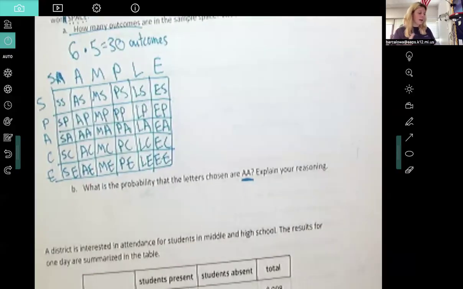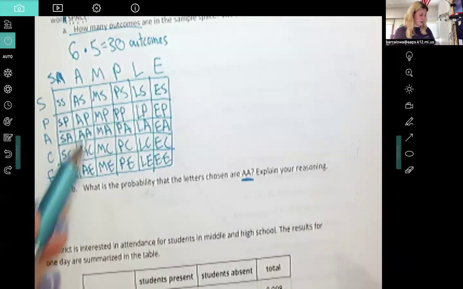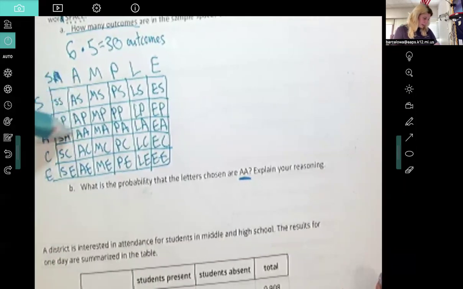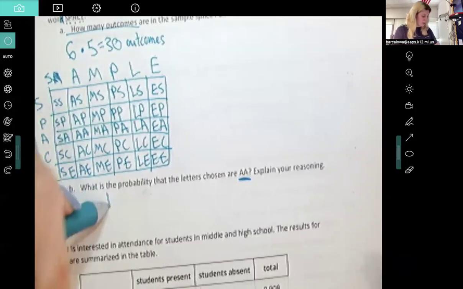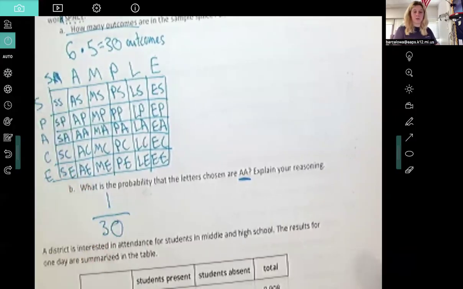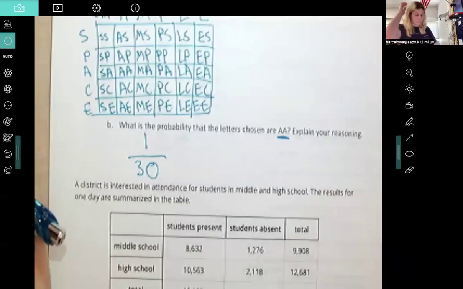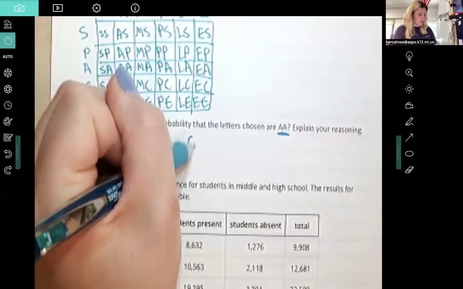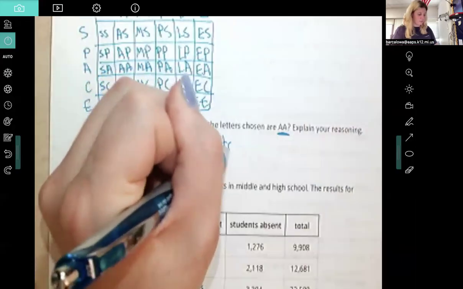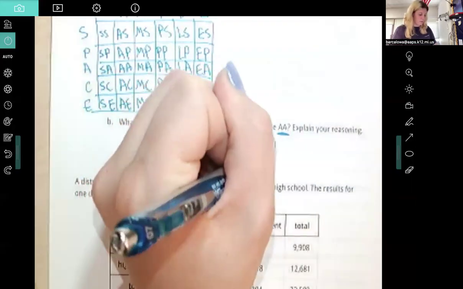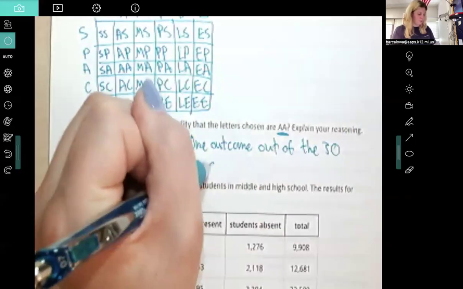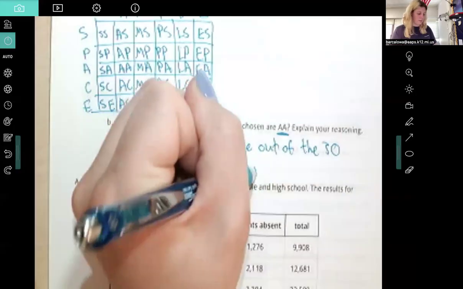All right, what is the probability the letters chosen are A, A? Okay, there's only one outcome possible there. You can see from our chart, if I choose A and A, there's only one possible outcome out of the 30 total. So there's our probability. Explain your reasoning. One outcome out of the 30 possible in the sample space.